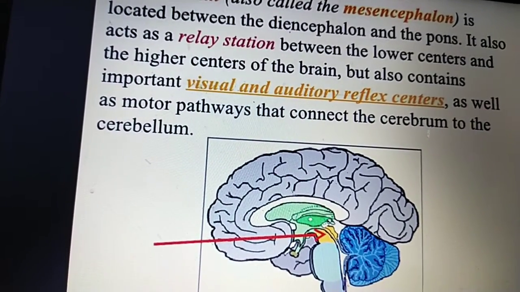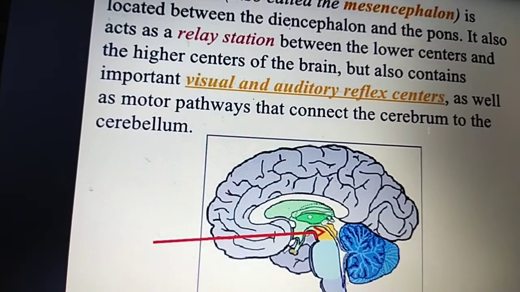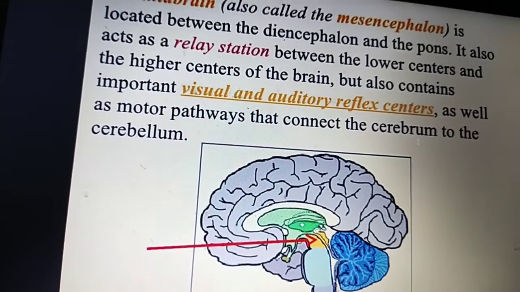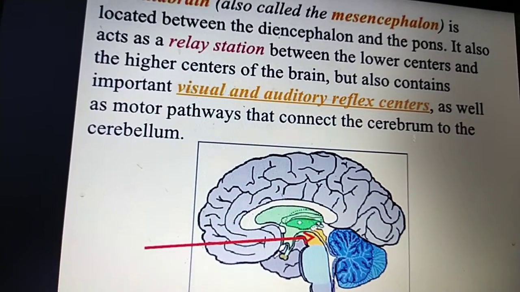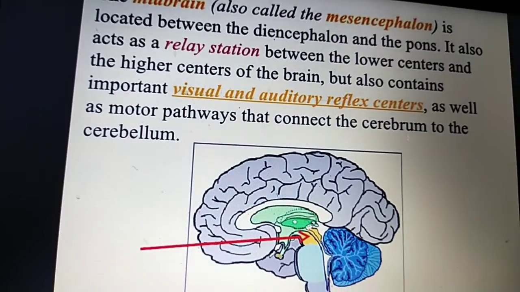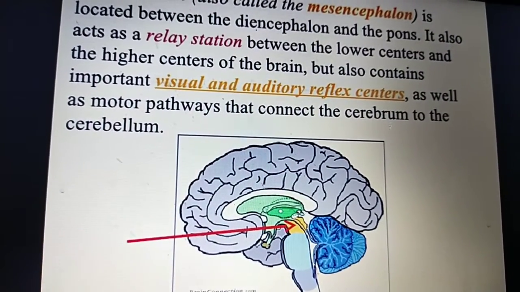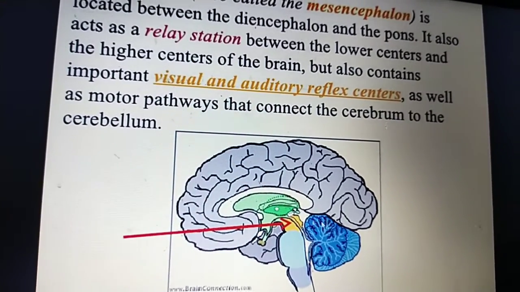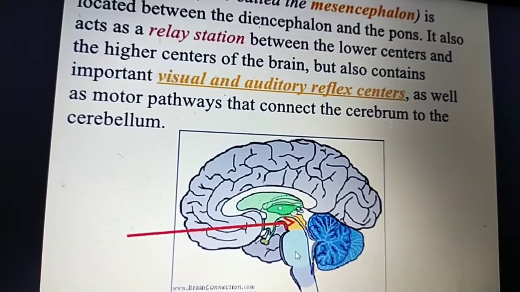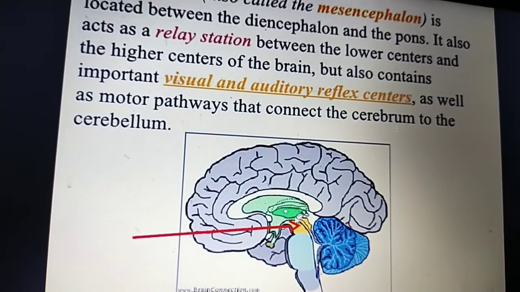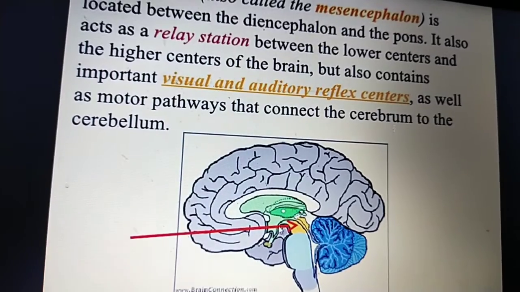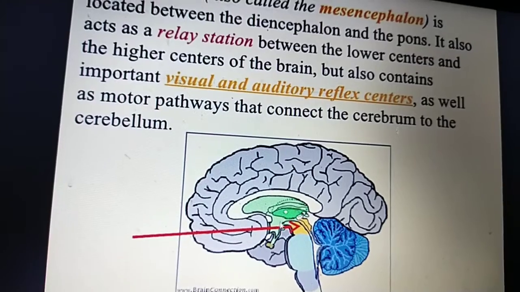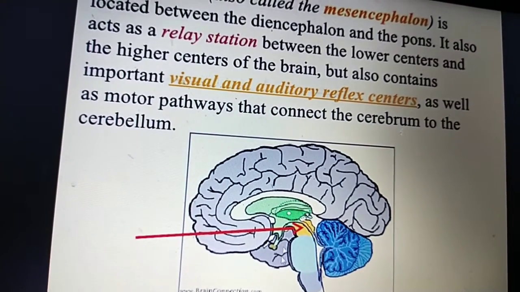It also acts as a relay station between the lower centers and the higher centers of the brain, but it also contains the important visual and auditory reflex centers, as well as the motor pathway that connects the cerebrum to the cerebellum. You can see here, this is the midbrain, this is the pons, and this is the thalamus. Thalamus and hypothalamus, this is the mesencephalon, and it is present between the mesencephalon, or you can say the diencephalon.